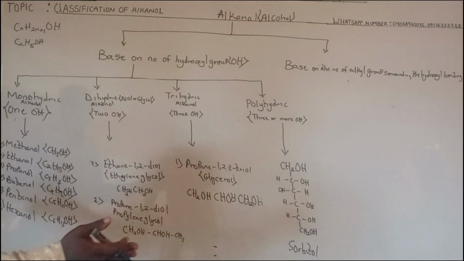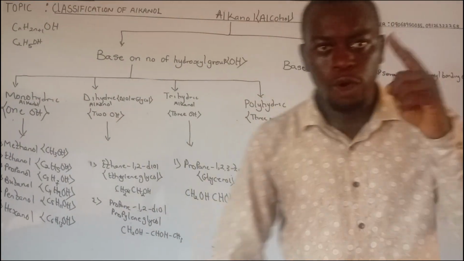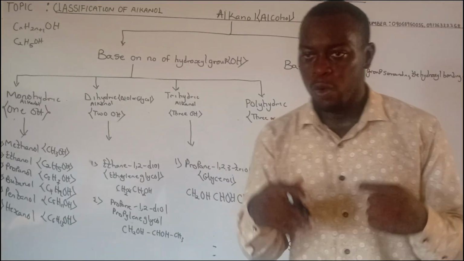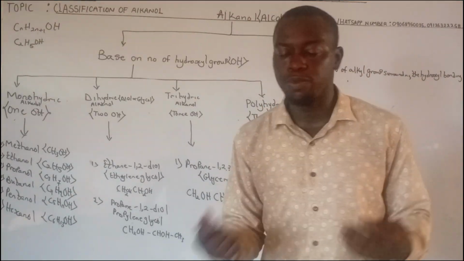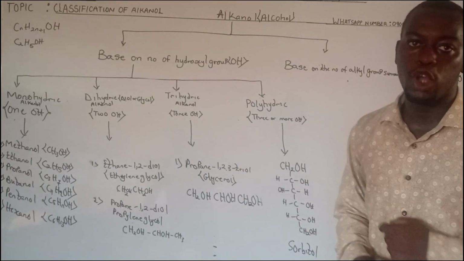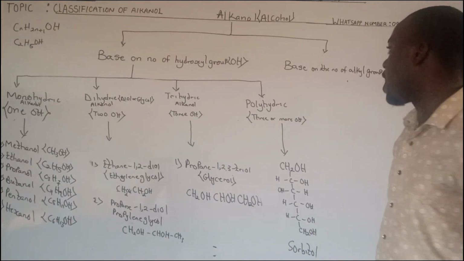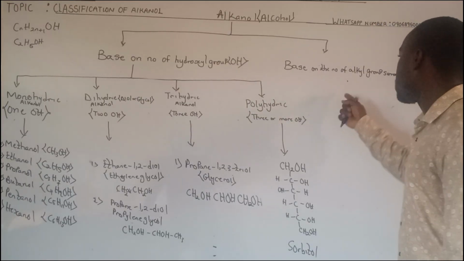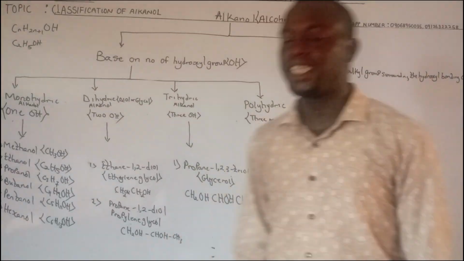So that's about classification based on the number of hydroxyl group. Note that apart from this sorbitol, we still have some other one like mannitol. We have even our glucose has more than 3 hydroxyl group in its molecule. Now that's all about the first classification of alkanol, which is based on the number of hydroxyl group. The other classification is now based on alkyl group. Let's start.